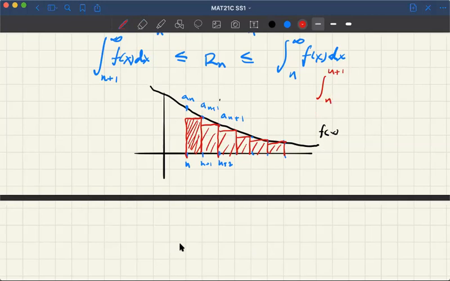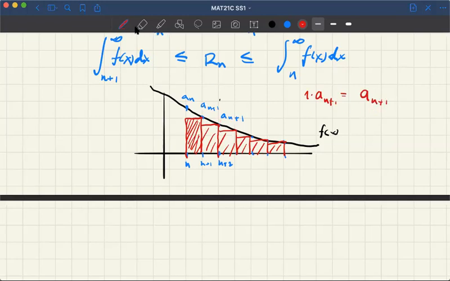I heard someone say something. The area is a_{n+1} for the first rectangle. Okay, yeah, I think you got that right. So it actually doesn't involve the integral, right? Remember how we compute the area of a rectangle? We multiply the width and the height, right? What is the width? It's 1. What is the height? It's a_{n+1}. So it's 1 times a_{n+1}. You see that? So the area of the first one is a_{n+1}.